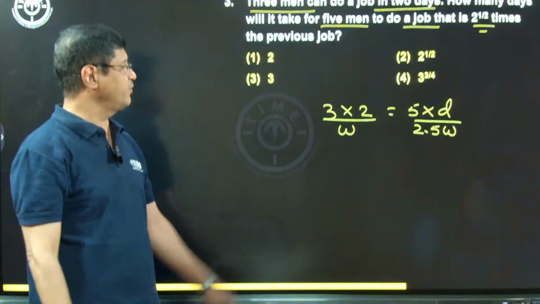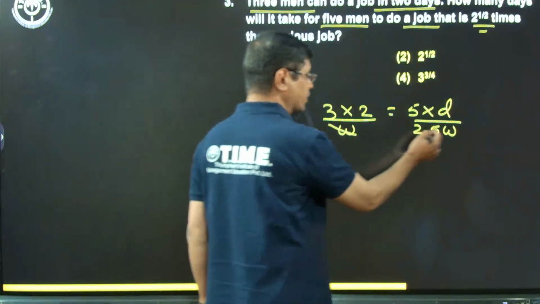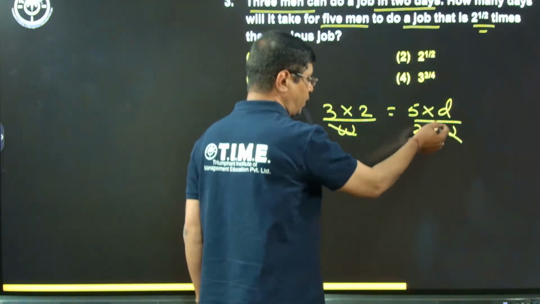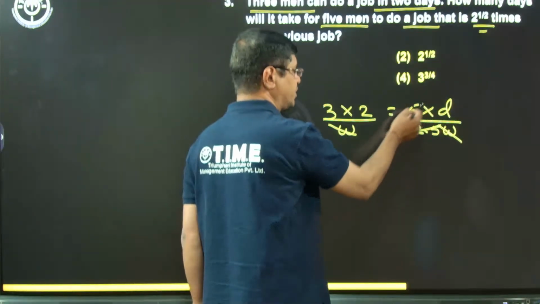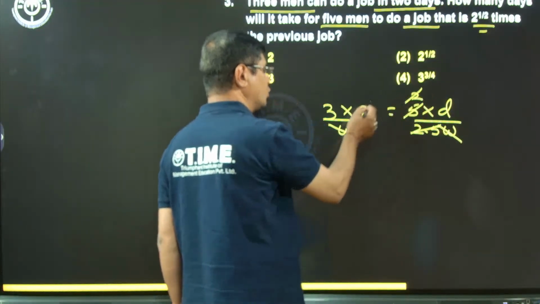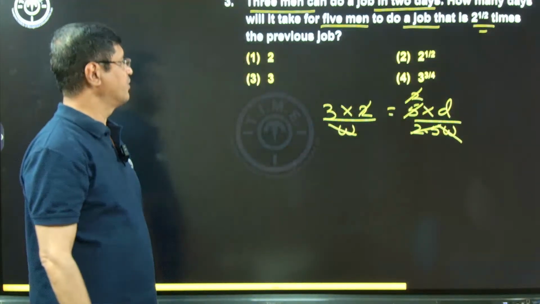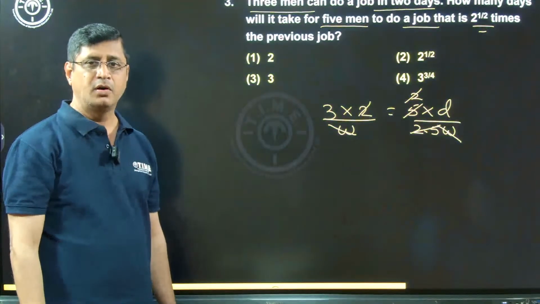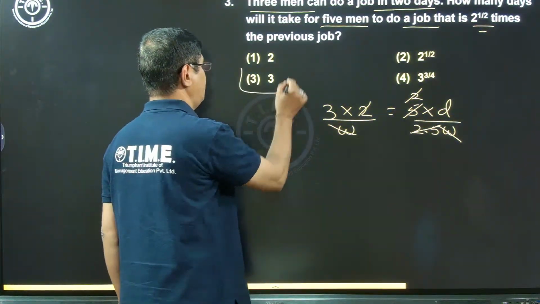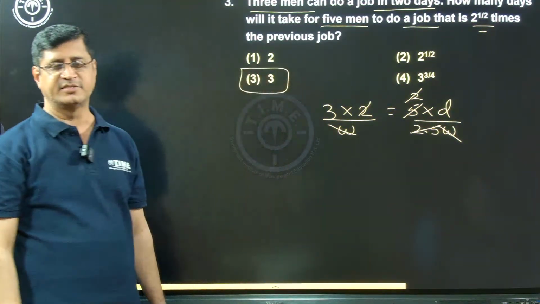Yes, my dear students, simplify this. W and W get cancelled. Now 2.5 times 2, that is 5. And 2 and 2 get cancelled. Now the number of days, that is 3. The right choice is option 3. The third choice is the right answer.